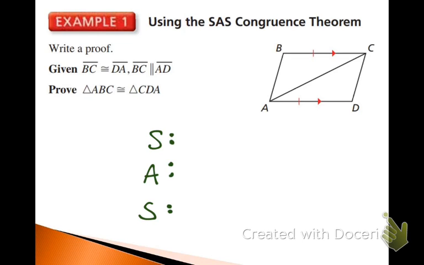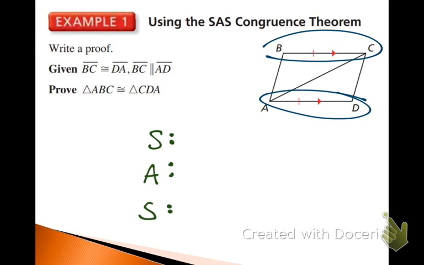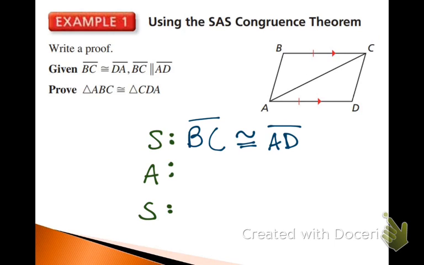Go ahead and be writing down everything I write down, because this would be on your quiz. You'll be looking for 3 things. Side, an angle, and a side. You'll be okay. Here we go. Are there sides already marked congruent? What are the two sides that are marked congruent? BC and AD. So we're going to write that BC is congruent to AD. So those are our sides.